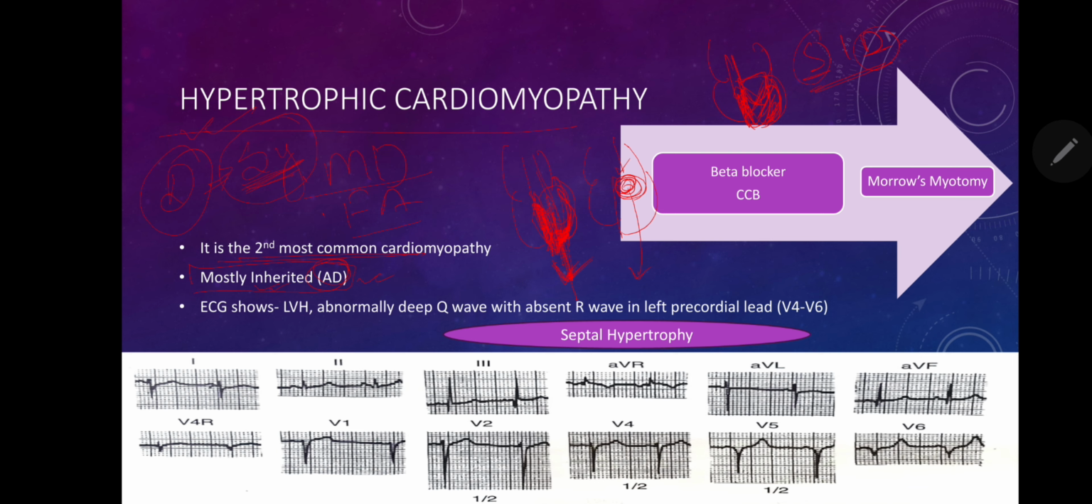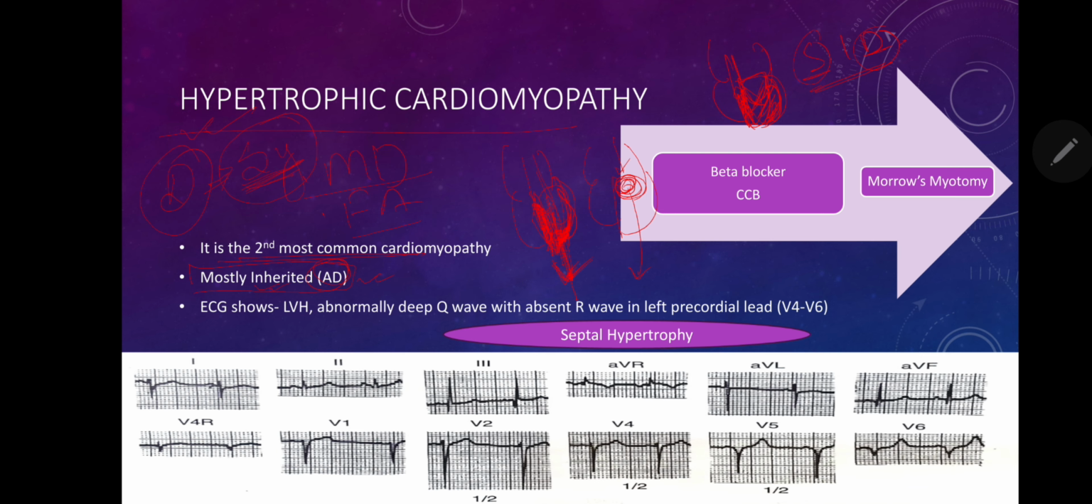It is the most common cause of sudden cardiac death in sportspersons or athletes, because there is a small amount of blood coming out from the aorta. So there may be signs of mild chest pain. Sometimes there may be anginal pain, or there may be a syncopal attack, or there may be a chance of sudden cardiac death.